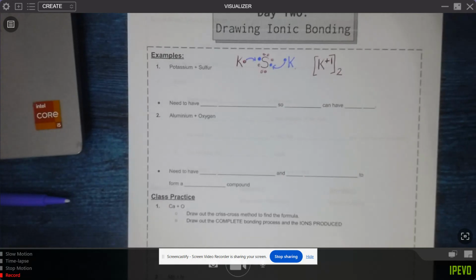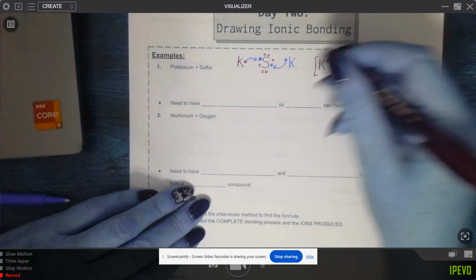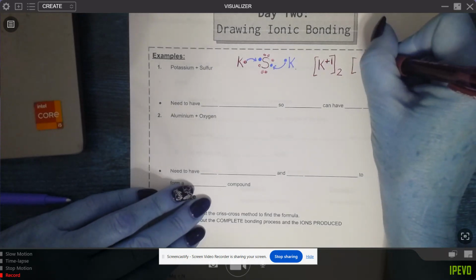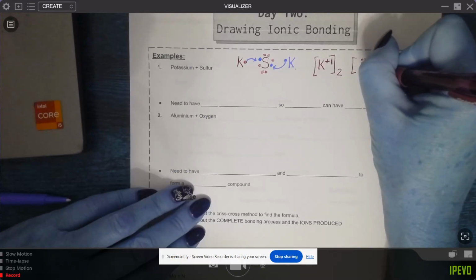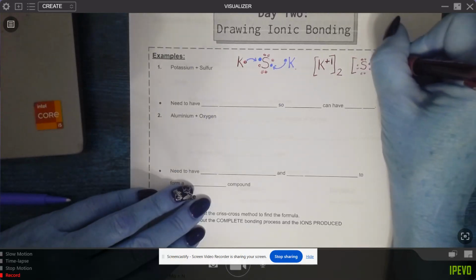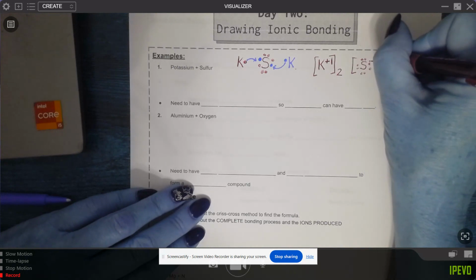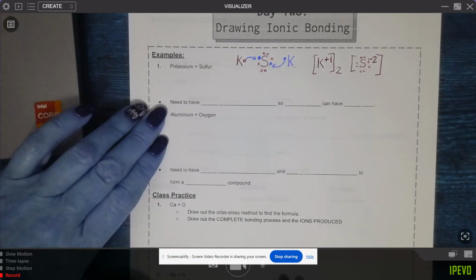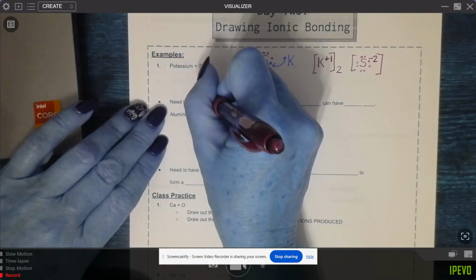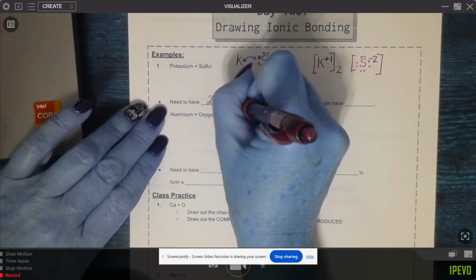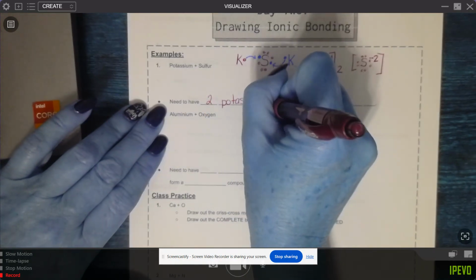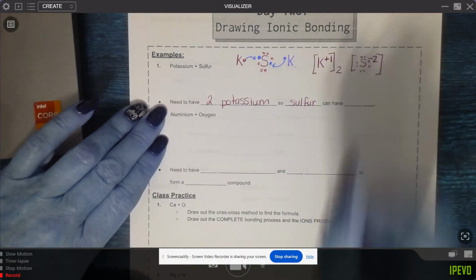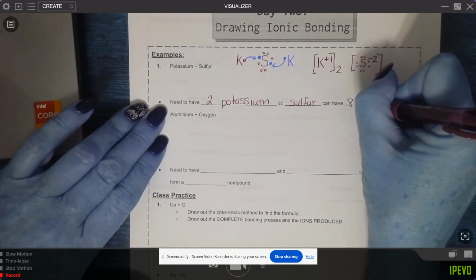There we go. Okay. And then the sulfur, we're also going to write in brackets. The sulfur needs to include all 8 valence electrons around it. Okay. And then because sulfur gained 2 electrons, it's going to have a -2 charge. Okay. So we have to have 2 potassium. So sulfur can have 8 valence electrons.